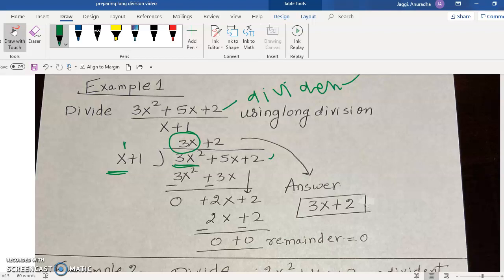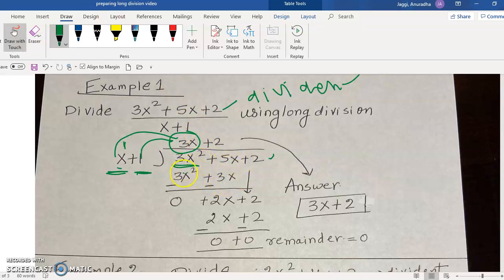But you see it's a binomial, so there are two terms present here. You cannot just simply multiply this 3x with only x. You have to take care of the other term of this binomial. So you multiply 3x with x, you will get a 3x squared. You write it down here. Then you multiply 3x with 1, you will get a 3x. You write it down under the x term of the dividend. Which is the x term? 5x. You write it down under the x term of the dividend.